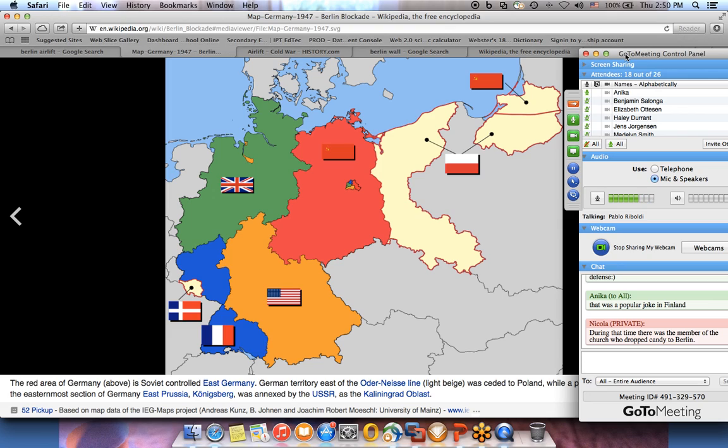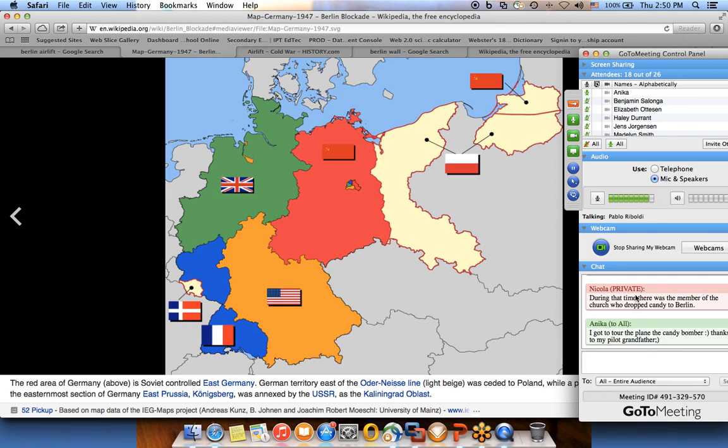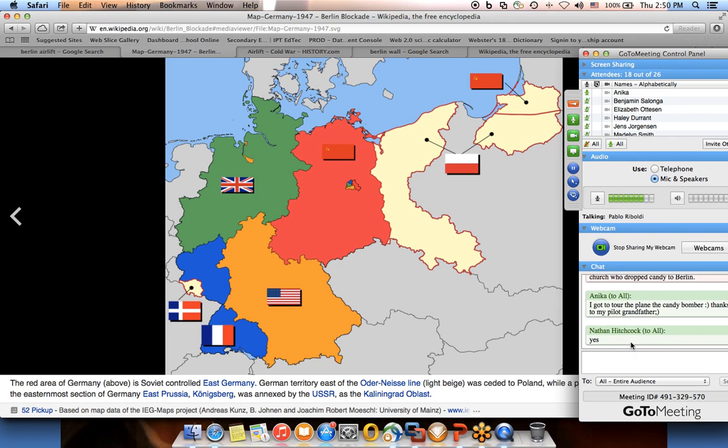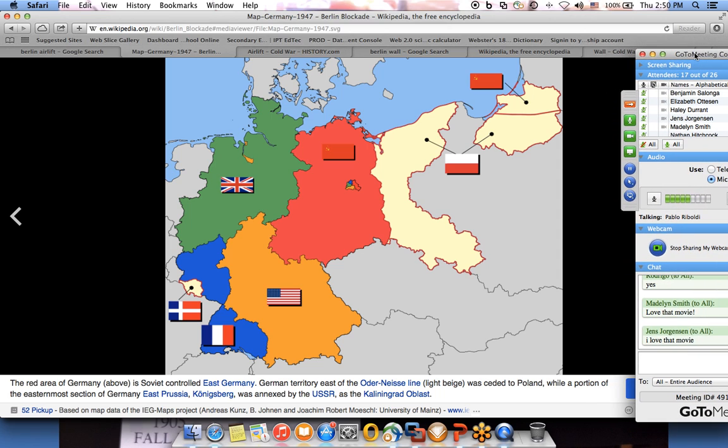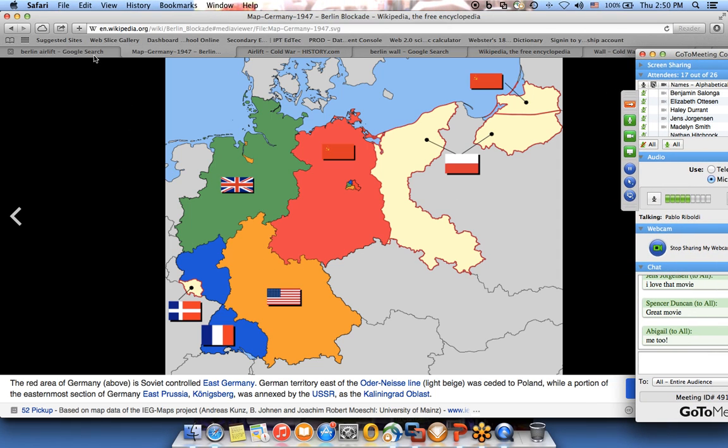This is the time when there was the member of the church that dropped candy to Berlin. I don't know if you remember the candy bomber? I got to tour the plane, the candy bomber, thanks to my pilot grandfather. Wow, that is awesome. Have you seen the movie Meet the Mormons? In that movie, one of the stories is about the candy bomber and the airlift of Berlin. I cried during that part. I thought that was one of the best parts of the movie.